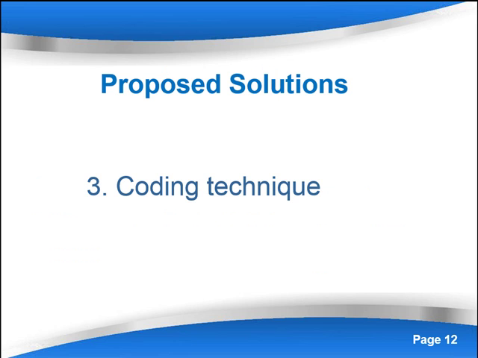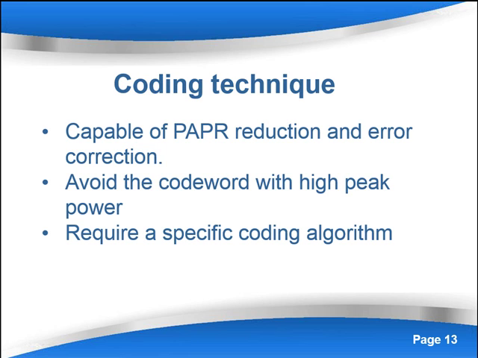The coding technique is capable of PAPR reduction and error correction. The basic idea of this coding technique is to avoid the use of code words with high peak power. Although the redundancy of the code word is used for error correction, it is necessary to find a specific coding algorithm to search a suitable set of code words with both low peak power and high error correcting capability.